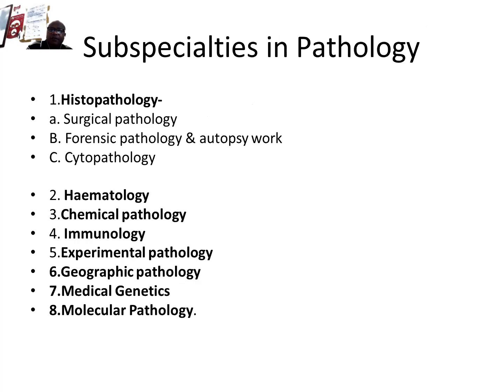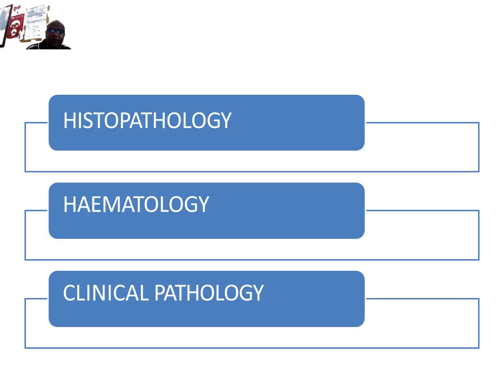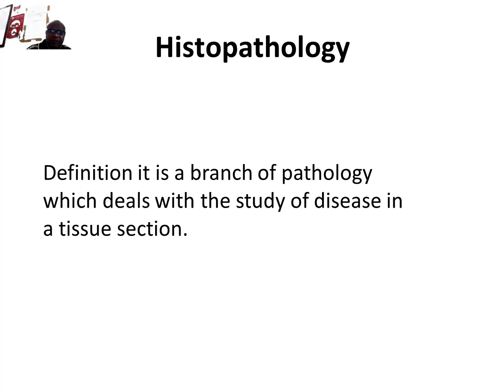There are other subspecialties in pathology, like histopathology, which is surgical pathology. Then we have forensic pathology and autopsy work, and cytopathology. Another specialty is hematology. Others are chemical pathology, immunology, experimental pathology, geographical pathology, medical genetics, and molecular pathology.